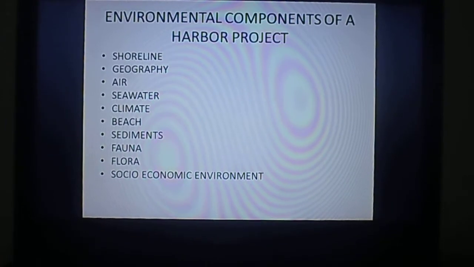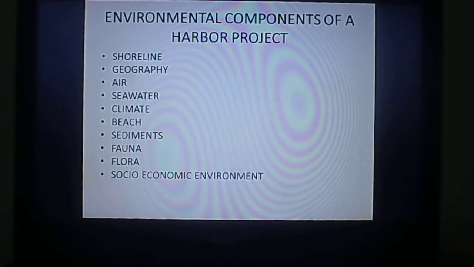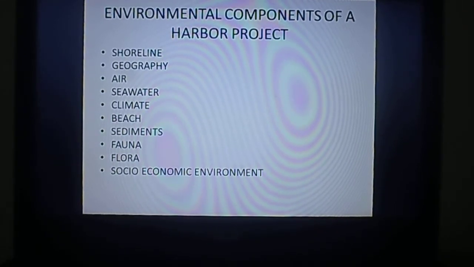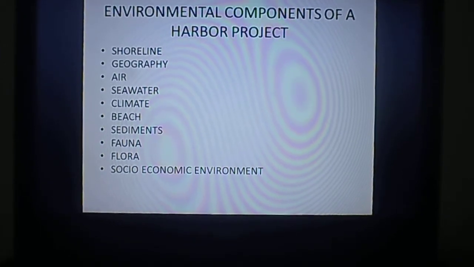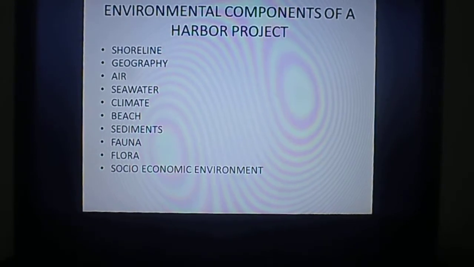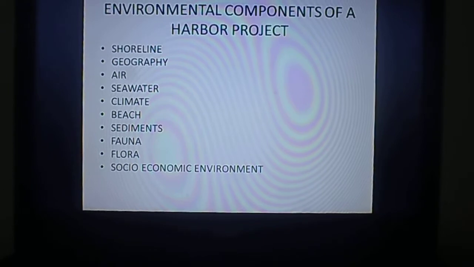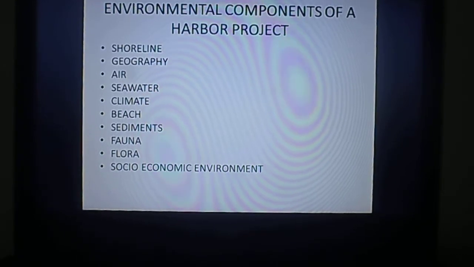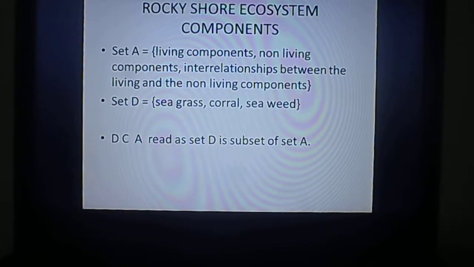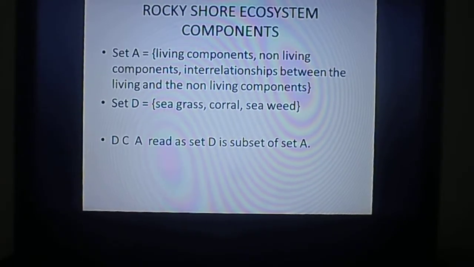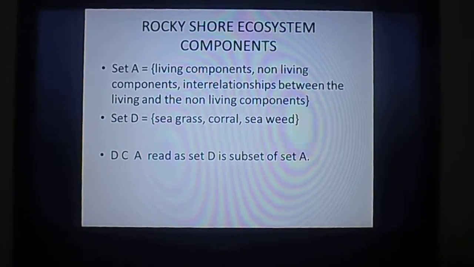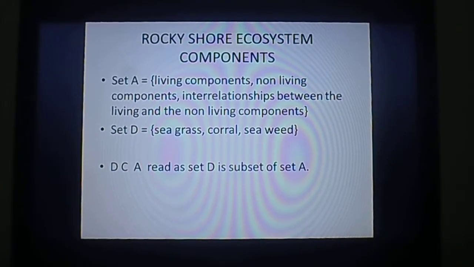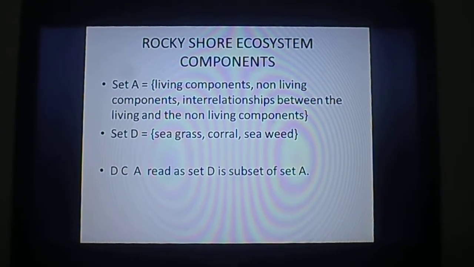For a particular engineering project, like a harbor project, the environmental components involved in the project may include shoreline, geography, air, seawater, climate, beach, sediments, fauna, flora, and socio-economic environment. Earlier, ecosystem was described as consisting of living components, non-living components, and the interrelationships between the living components and the non-living components.